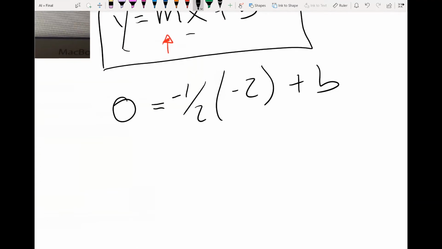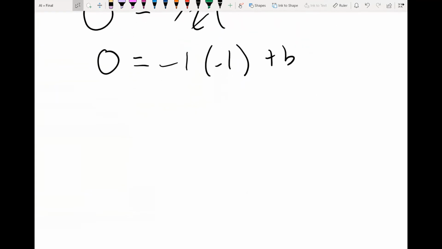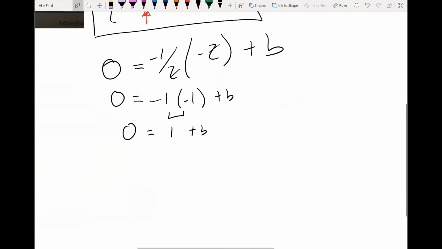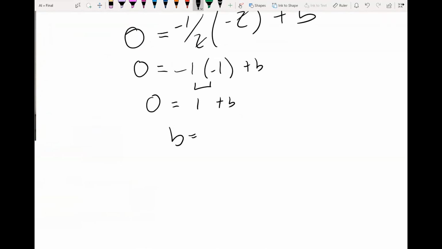So then these two cancel out, so I'm left with -1 times -1 plus b. Always work out the problem, doesn't matter, like if you can do mental math, it just helps out. So this is multiplied, obviously, -1 times -1, 1 plus b is equal to 0. And b is equal to -1.